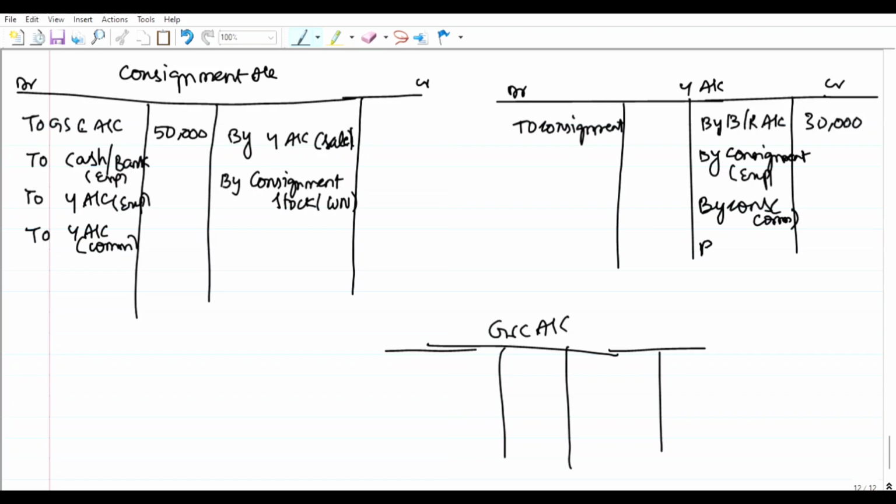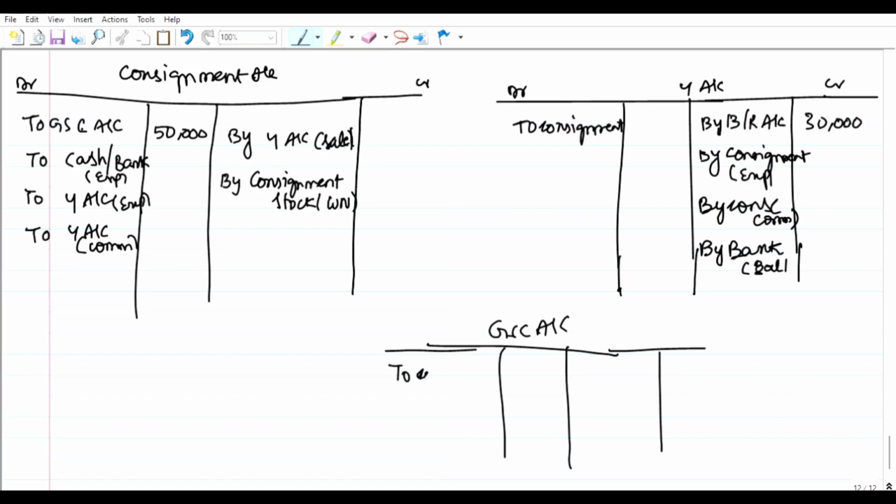And in goods sent on consignment account, to consignment account, this is 50,000 rupees, because the goods sent on consignment value is 50,000, and of course it is to be transferred to the trading account. By trading account, same amount of 50,000 rupees.